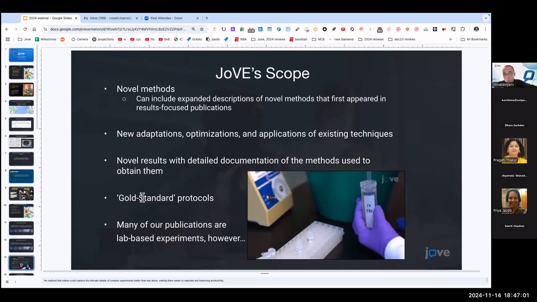And it can also be gold standard protocols, very well established. And in fact, sometimes people are reluctant to publish gold standard techniques, but in many cases, they are the videos that get the most attention, the most views, just because of their well-established nature. Many people across the world are using them for replication.